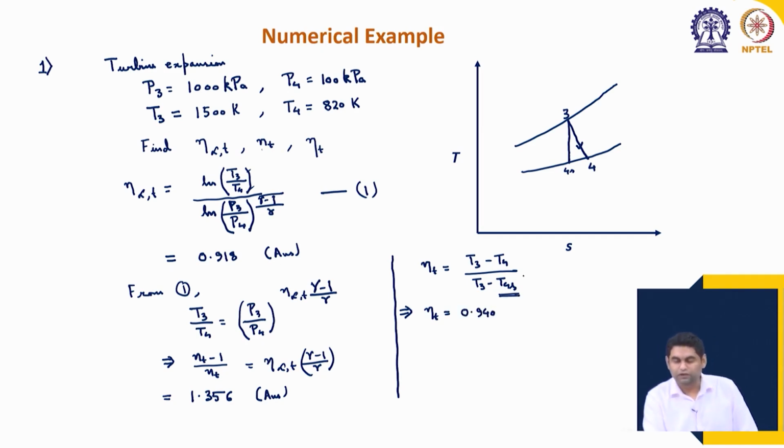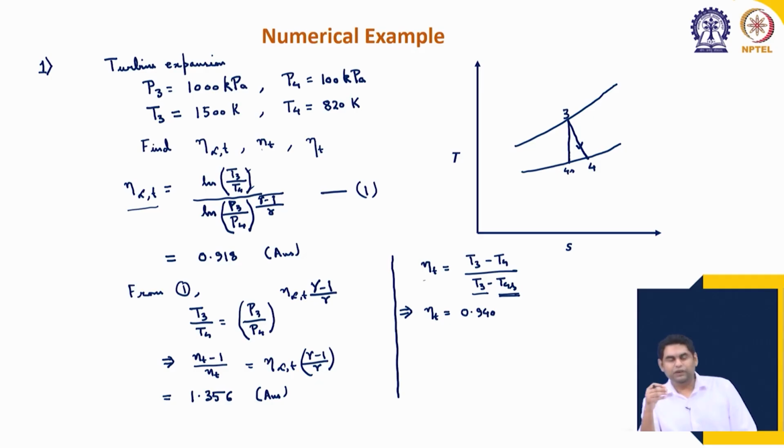Let me repeat again, one way is to find the value of T4s. How will we find? We know what is T3 and we will use the pressure ratio of 10, 1000 by 100. So, we will get T4s and then we will get the efficiency, because T3 and T4 are known. The second way is to use this value of polytropic efficiency and the relation between polytropic efficiency and isentropic efficiency to get the isentropic efficiency. Okay. So, like this we can find the value.